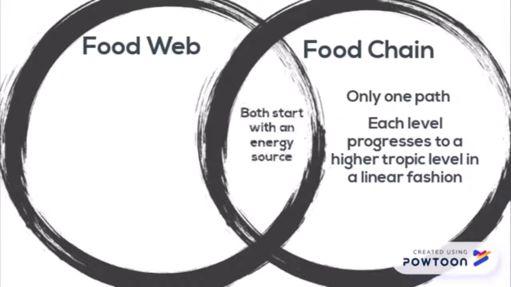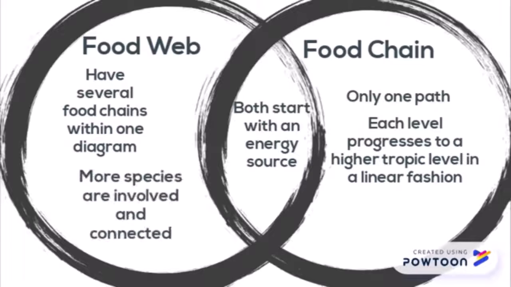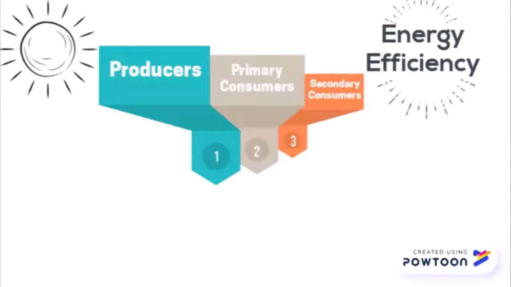Let's compare and contrast. Food chains only have one pathway, and each level in a food chain progresses to a higher trophic level in a linear fashion. Both food chains and food webs start with the same energy source, and food webs have several food chains within one diagram and have more species involved. Energy efficiency has a huge impact on the creation of food webs and food chains.